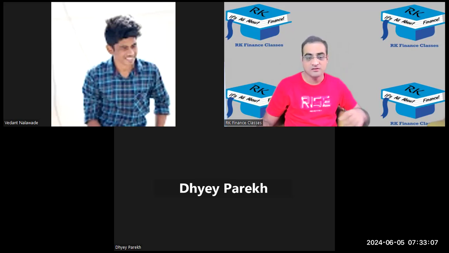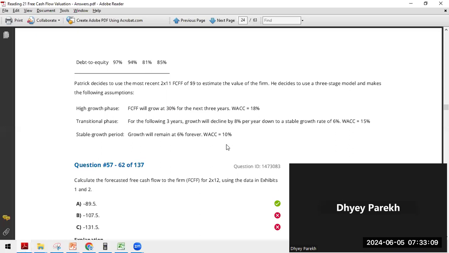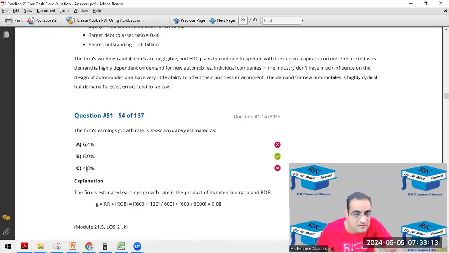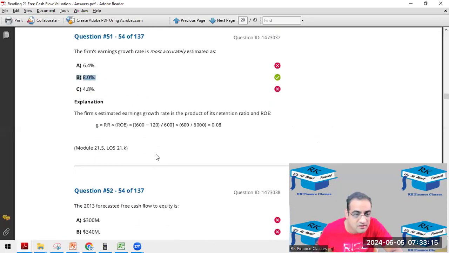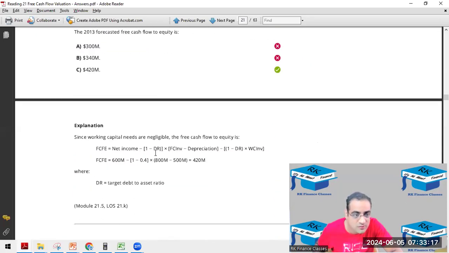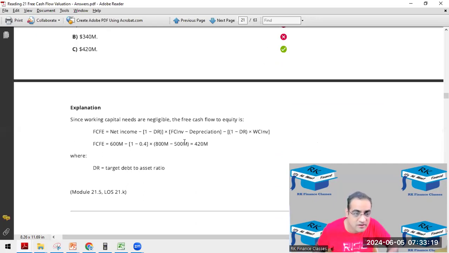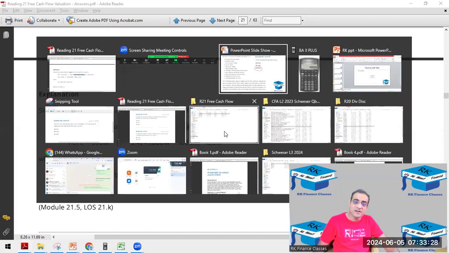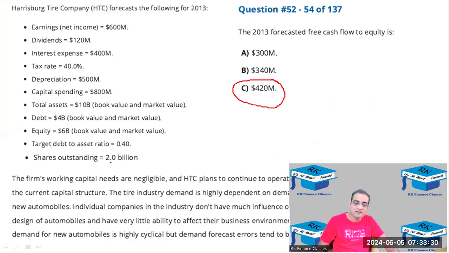Clear? Yes, sir. Just one second, I was looking at the solution. The answer to 51 is 8%, that is right. And for 52, 420, they have used the net capex formula. They have used some other derived formula, which is fine, but the net capex sheet was not mentioned anywhere, by the way. It should be net capex plus WCI. But according to me, even 620 would have been the right answer.